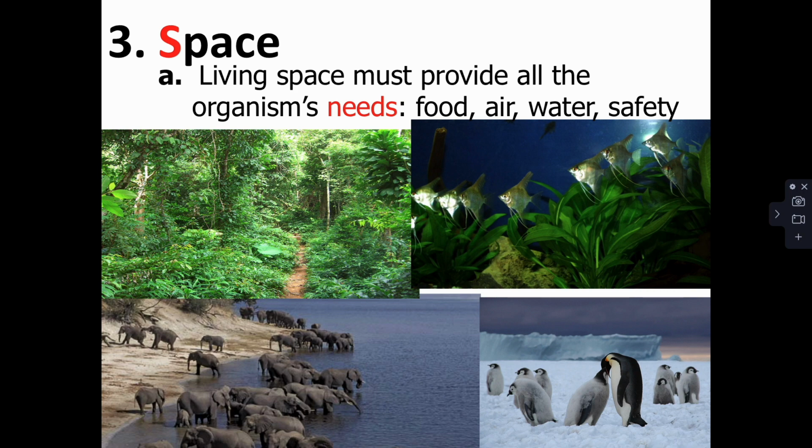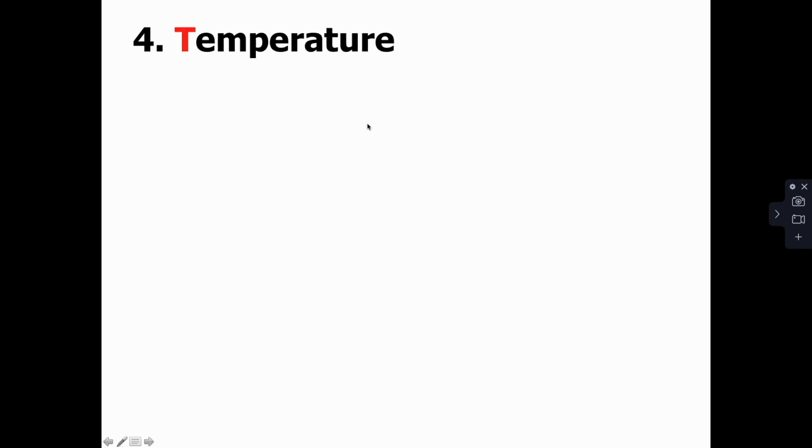Plants need a living space too. A lot of times, if the weeds overgrow, they're going to kill out the plants. They blocked the living space for the plants. All organisms need space. Okay, so far we have W for water, A for air, and S for space. What else do organisms need? Let's see. They need T.